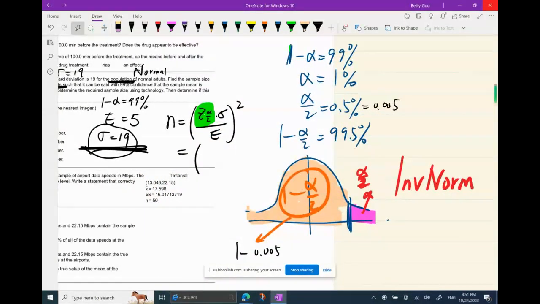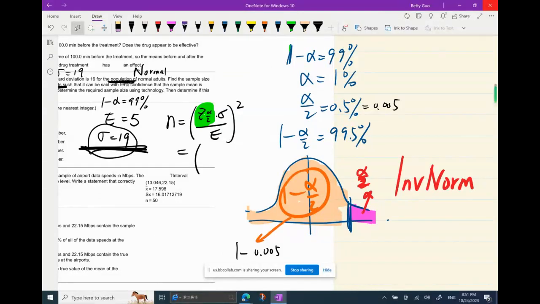Inverse normal. Okay, turn on the calculator. We go to second vars, inverse normal. For the area, this time we're going to enter 0.005. Mu is 0, sigma is 1, and paste.